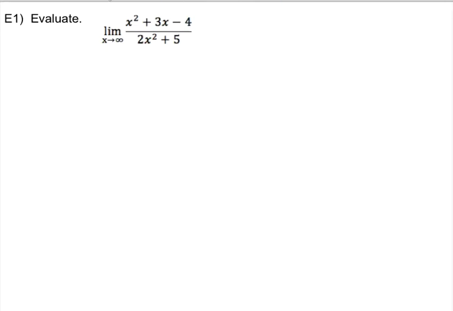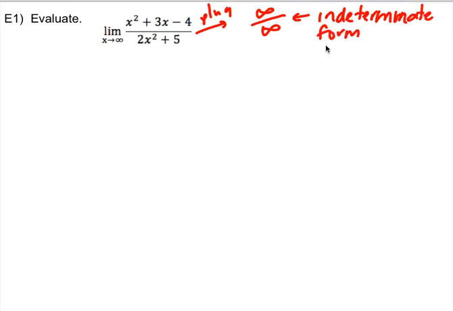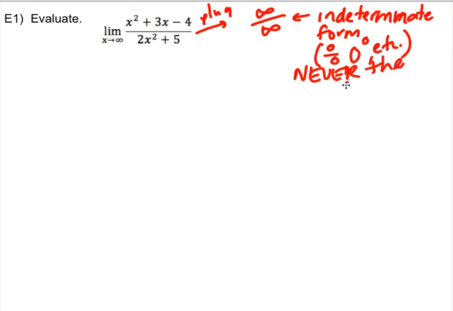So if I tried to plug in infinity, I would get a bunch of infinite stuff over a bunch of infinite stuff. I would basically get infinity over infinity. This is one of those indeterminate forms, okay? We've seen others. We've seen 0 over 0. We've seen 0 to the 0, etc. And they are never the answer, ever. They are never, ever the answer.